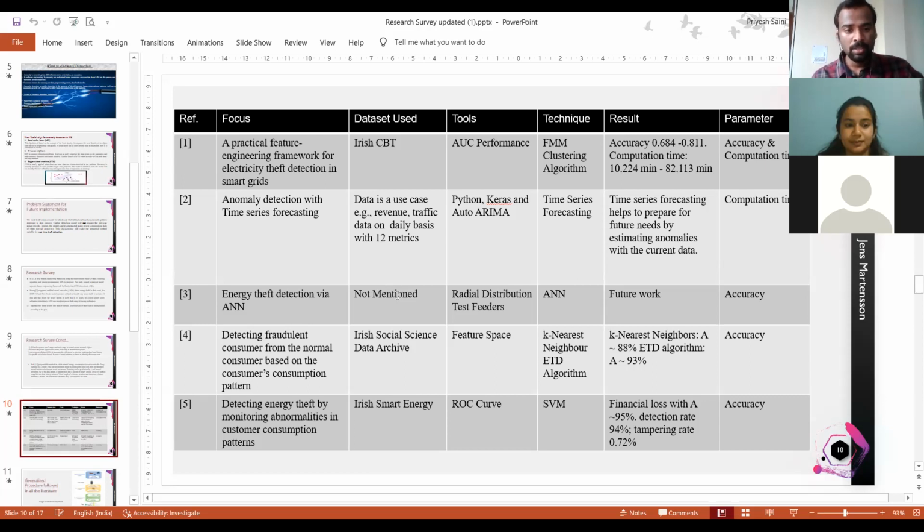And in the final one, the technique used was support vector machines with an accuracy of 95% and a detection rate of 94%, and the major parameter focused on here was accuracy only.